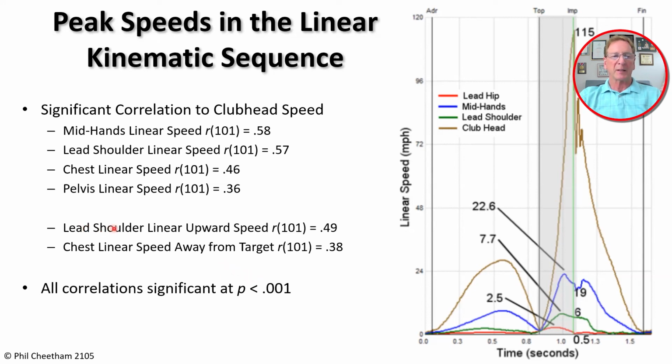We found that the lead shoulder linear upward speed at maximum, so the fastest that the lead shoulder was going upwards, was correlated to club head speed as well. So that tends to suggest, if you think about it, that if your lead shoulder is moving up very rapidly, it's going to pull on the arm, which is going to pull on the end of the club, which is going to help release the club. So that kind of makes sense intuitively, but it was something that came out of the data.